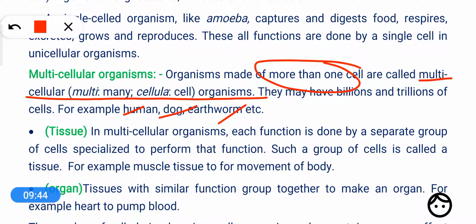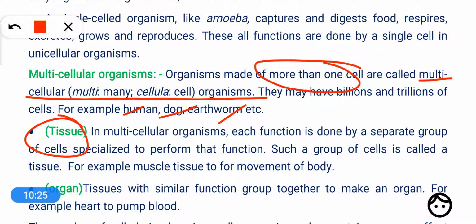Dear students, a multicellular organism also starts its life with a single cell only. Initially, in a multicellular organism, there is only a single cell, which is the fertilized egg cell. We will be discussing reproduction in organisms. During sexual reproduction, a sperm fuses with the egg, or a male gamete fuses with a female gamete and makes a zygote. So every multicellular organism starts its life with a single cell, means initially it is a single cell only.